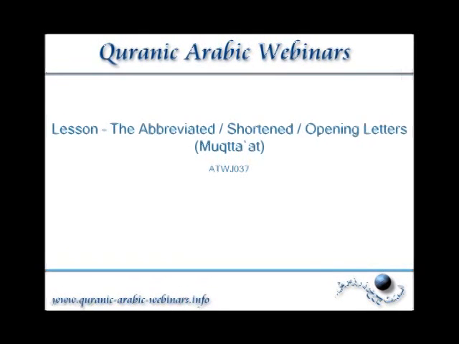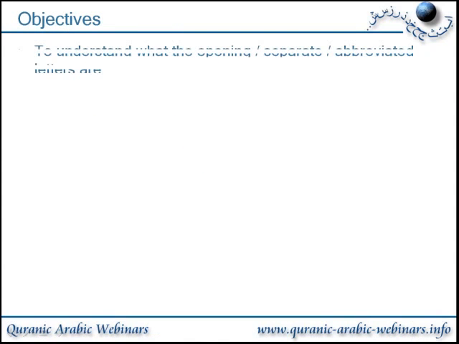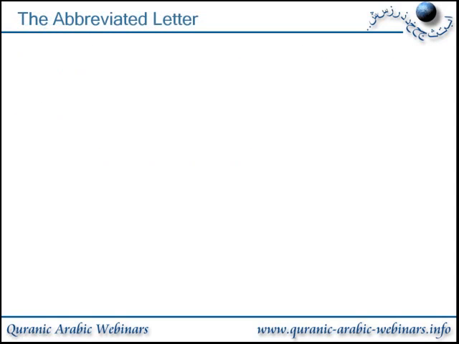This lesson is about what we call the abbreviated, or the shortened, or the opening letters. Objectives: to understand what the opening, separate or abbreviated letters are, so that's three different terminologies for the same thing. We're going to learn how they are pronounced, and we're going to look at which surahs in the Quran have these opening letters. So I'm going to call them the abbreviated letters.